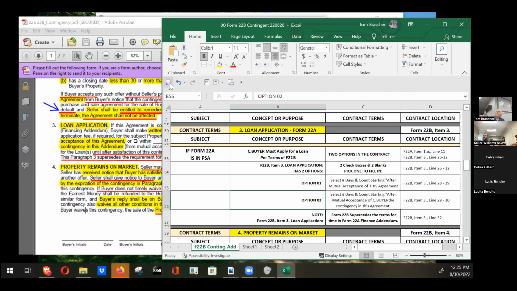That option 1 is identical to what's in Form 22A. It is. And then option 2 just makes that 5 days contingent upon another mutual. Yeah, another mutual. A different mutual. A future mutual, yes.